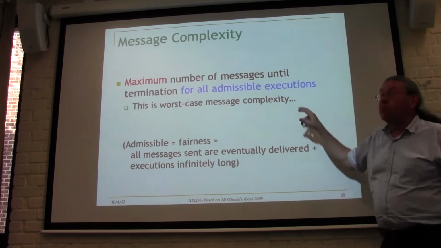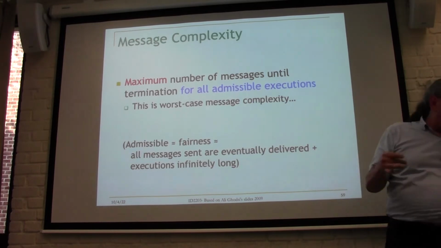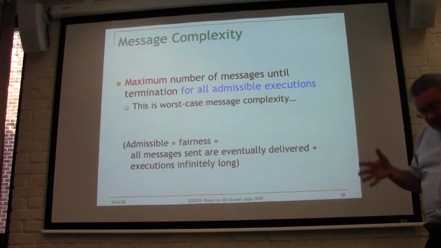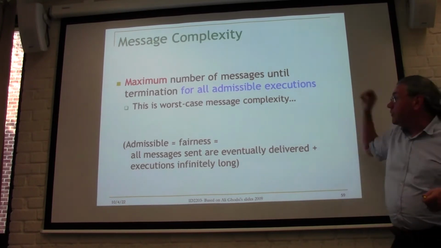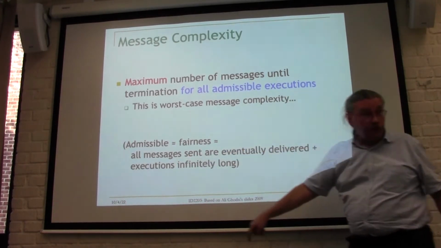So it's a worst case complexity. That's the normal way we define complexity. Yeah? It's the worst case. You can also do best case, but if you really want to make sure that you design your system well, you have to worry about this. Okay? So remember what admissible means.